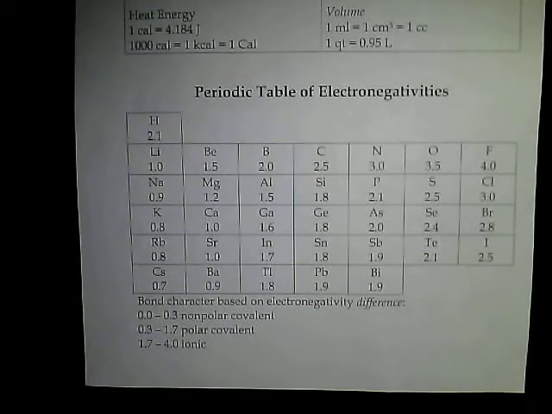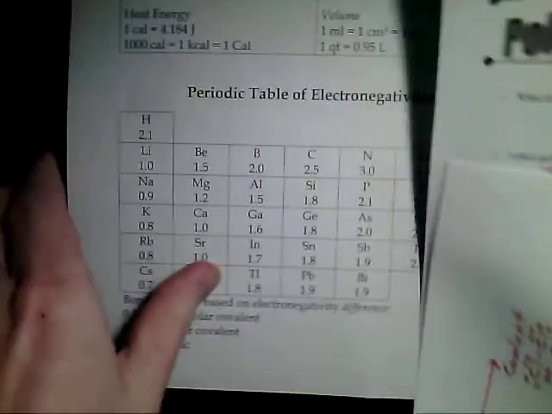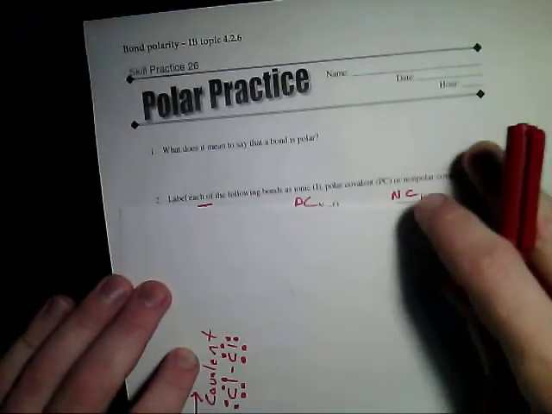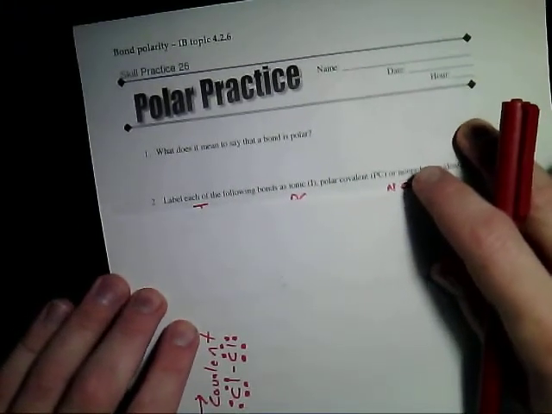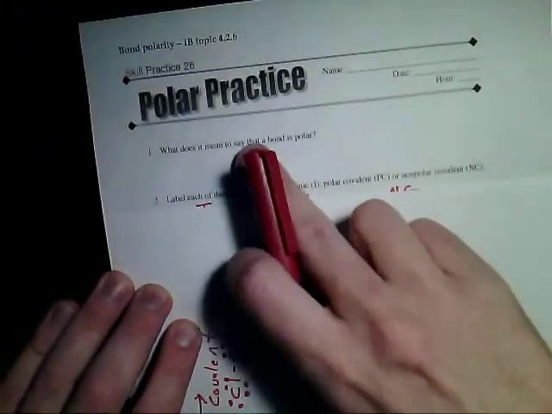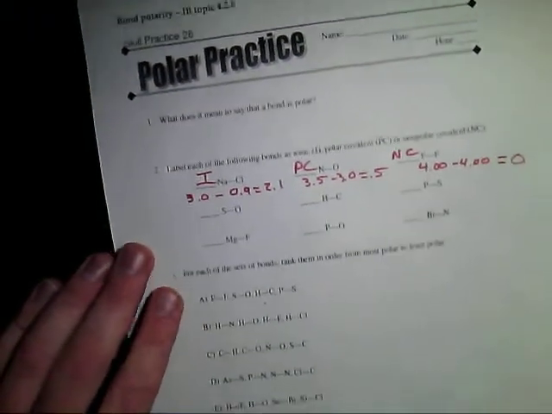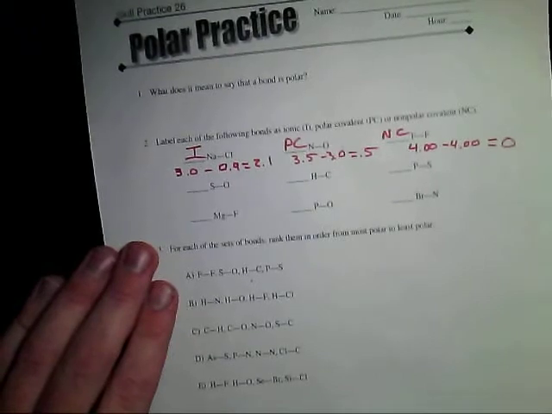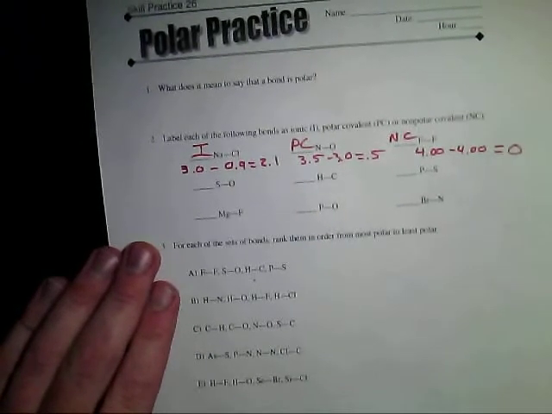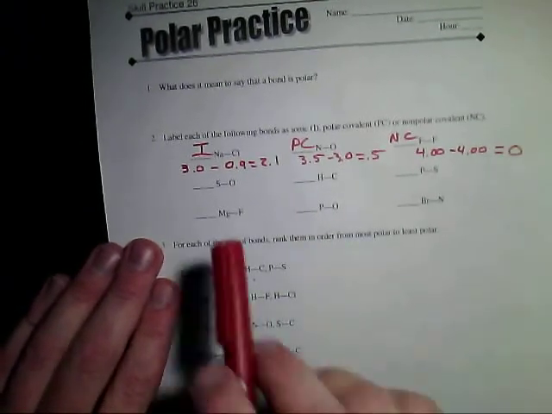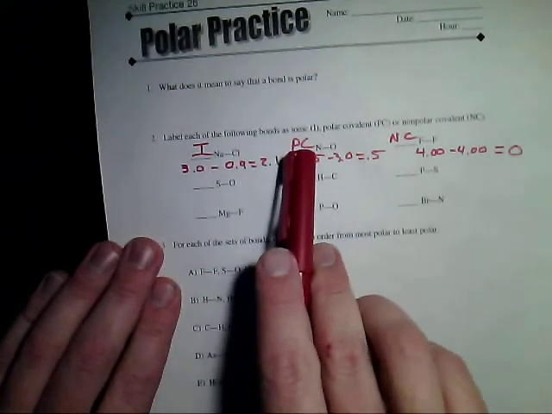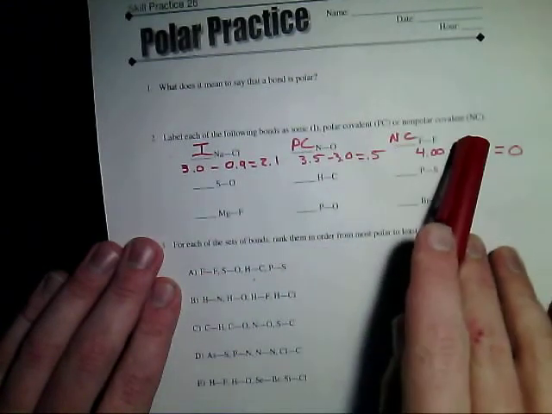What we're going to be doing is looking for this page. It says polar practice at the top. And I'm going to leave this first question for you: what does it mean to say that a bond is polar? And we're going to look at these 3 examples. Now, I've worked out 3 examples here in advance, but let me show you exactly how I did that. We're going to label each of the following bonds as ionic, polar covalent, or non-polar covalent.